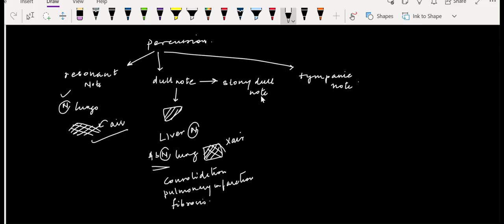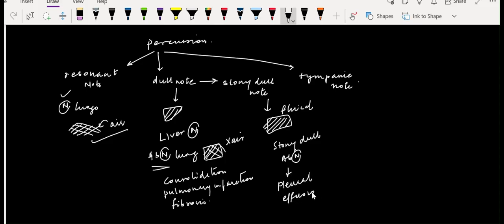Now, when does it become a stony dull note? So if there is something completely filled with fluid, whereas this time it was a complete solid substance, this same note becomes slightly different in character, and that kind of a character is called a stony dull. So can you tell me where stony dull can be present abnormally on the lungs? Yeah, it's present in pleural effusion. A pleural effusion can produce a kind of stony dull note. Even empyema can produce that kind of a note. It has to be slightly fluidish. If it has gotten fibrosed, it can come back to dull note.